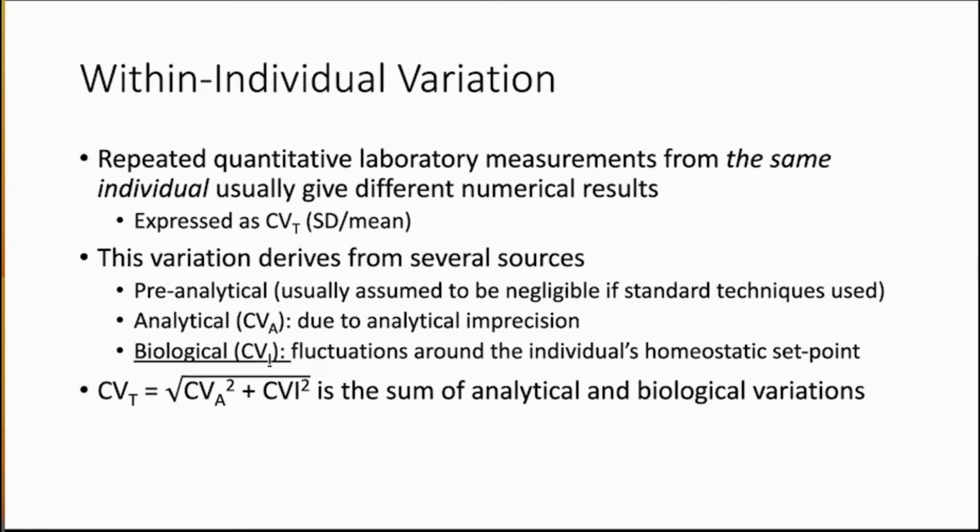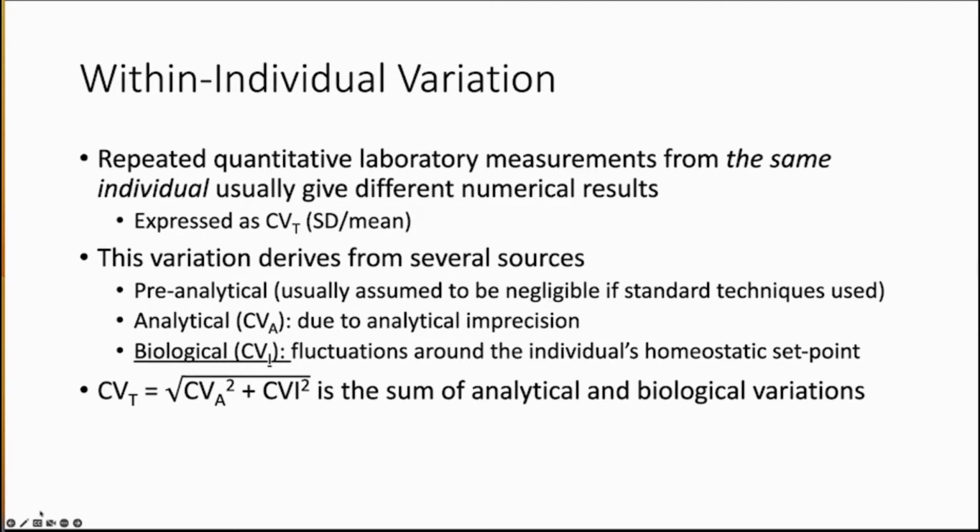that's to say the imprecision of the instrument itself, the assay itself, and then the biological variation, which is indicative of small fluctuations around our homeostatic set points for a given measurand or a given analyte. And again, this is defined as the CVT, which is the sum of, using this square, we're adding together variances. It's the combination of the variance due to analytical.